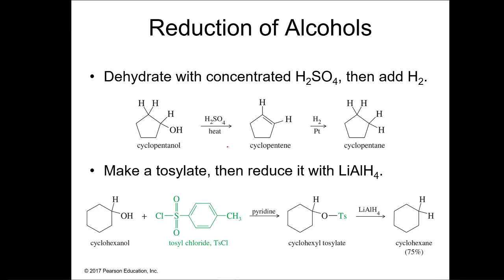So reduction, this is going the opposite direction. This is going from alcohol to carbon-carbon double bond. So if you have concentrated acid, you can obviously form a double bond, and then you can just hydrogenate that. Or you can make it a tosylate and hit it with lithium aluminum hydride.